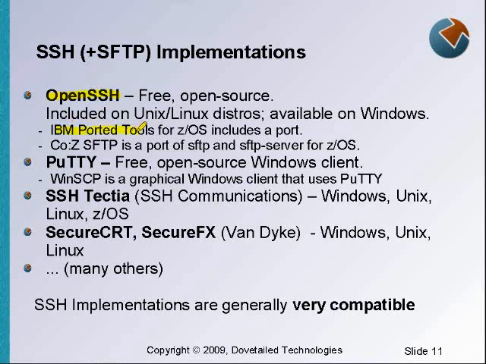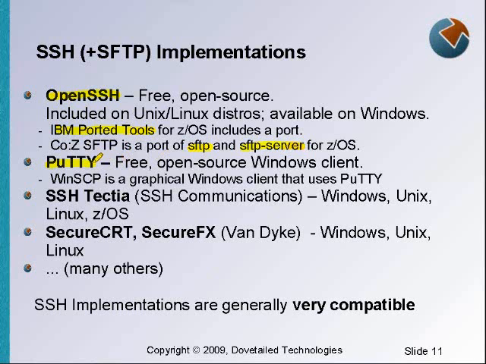IBM Ported Tools is a port of OpenSSH for z/OS, both SSH and SFTP. And Cozy SFTP is a port of just the SFTP and SFTP server stuff. If you use our free product, it requires that you use IBM Ported Tools to provide the SSH layer. On Windows, there's a very popular client. You guys probably might use it. It's called PuTTY. PuTTY, by the way, allows you to do not only SSH terminal sessions, but also regular telnet terminal sessions.